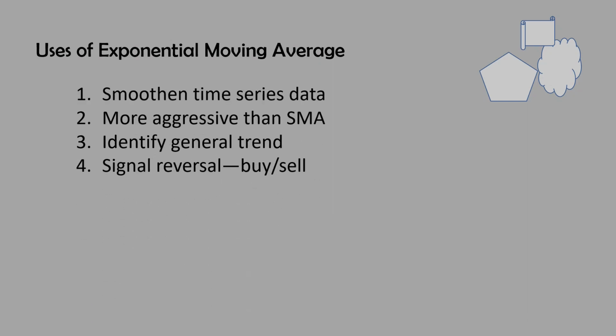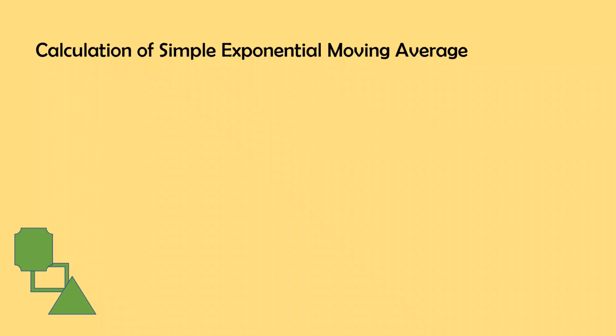So the uses of EMA are similar to SMA. It is more aggressive in following the time series, but in general, it smooths the time series, it identifies the general trend of the time series, and it signals buy or sell, just like simple moving averages. One thing we need to be aware of is being whipsawed. EMAs are aggressive, so sometimes they lead to false price movement or false signals, and this is called whipsaw.